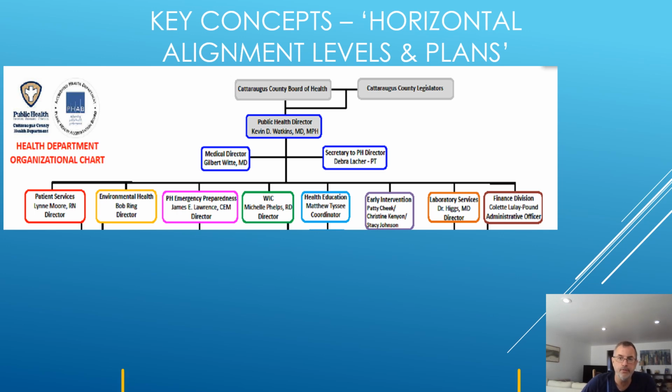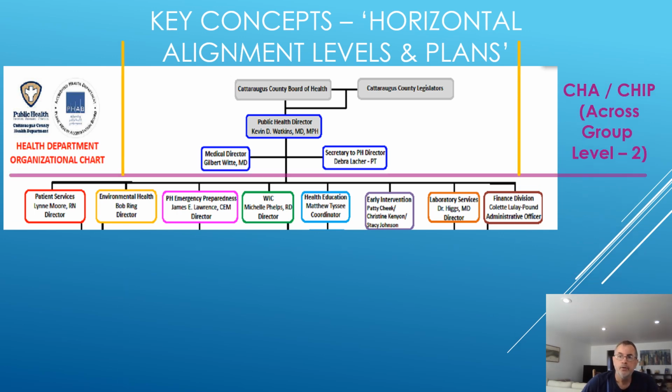So let's look at this for a minute. So this is our chart on our chip. It's across group level 2. Okay, so these are the folks within the department that work on the chart and the chip, right, and interact with other organizations, okay?